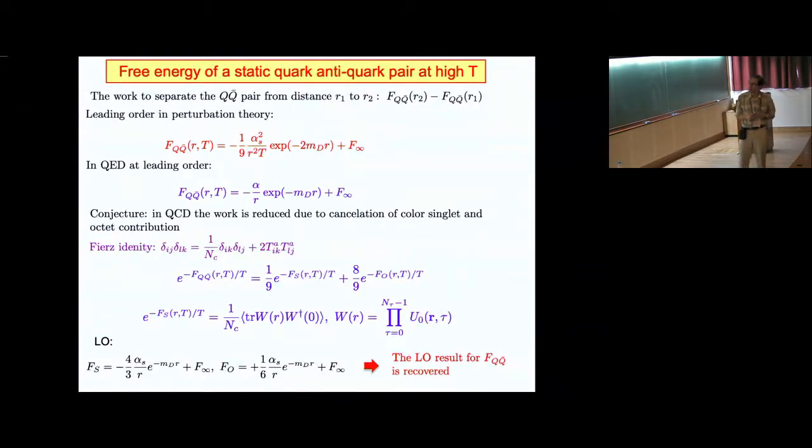So now, to understand it, you have to realize that in QCD you have an additional degree of freedom compared to QED. You have color, and if you have a quark anti-quark, in principle, you could think of it as being either in a singlet or being in an octet.